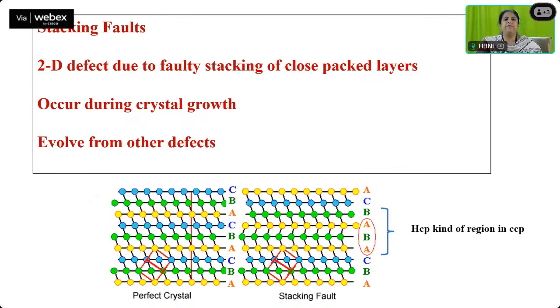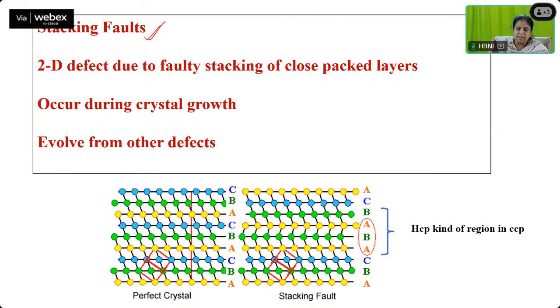The next 2D defect that we would talk about is stacking fault. Again, very easy to remember because its name contains all the information. This happens by wrong stacking, the faulty stacking, of the close packed layers. And how can it happen? You are growing a crystal, some jerk happens, or by whatever factor, the stacking of the layer happens in a faulty manner. They may also evolve from other defects that cause stacking faults.